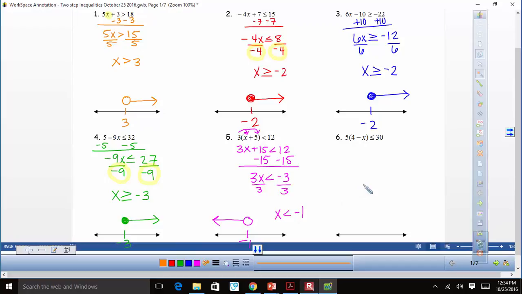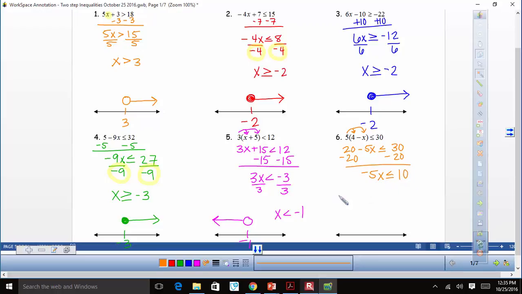All right, Kate, what would you do first for number 6? Distribute your 5. That would give us 20 minus 5x is less than or equal to 30. Caitlin, what would you do to get x by itself? Subtract 20 on both sides. That would give me negative 5x is less than or equal to 10.